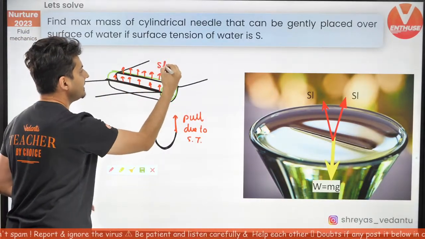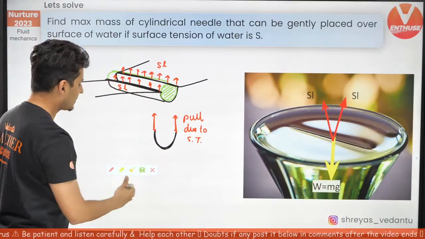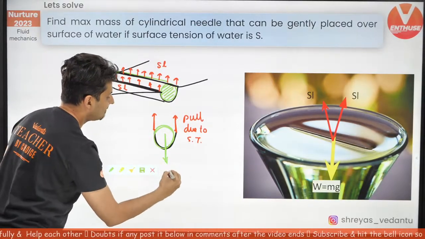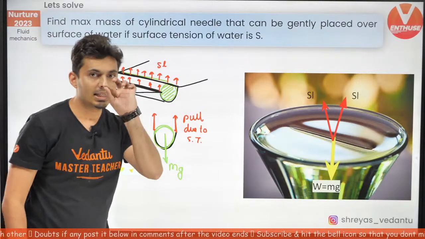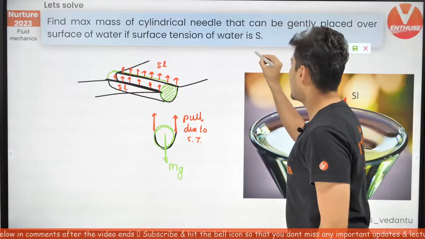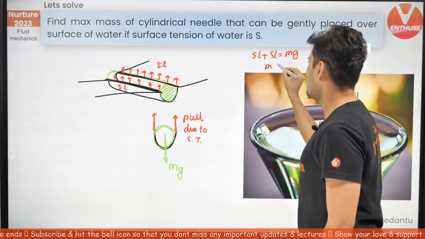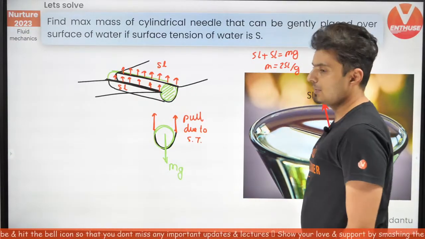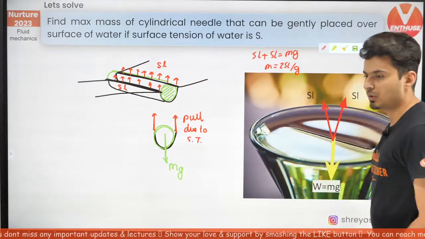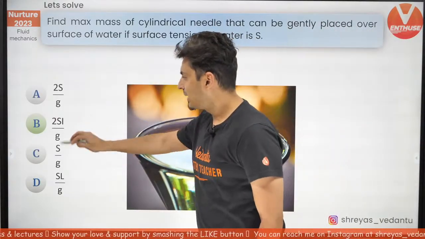This will be S into the length of the cylinder. This will also be S into the length of the cylinder. These two forces together are balancing the weight, which is mg of the cylindrical needle. I hope that makes sense. So that's the reason why SL plus SL will be equal to mg. Therefore, m will be equal to 2SL divided by g. I hope this is now understood. Okay, amazing. So we have over here 2SL by g.